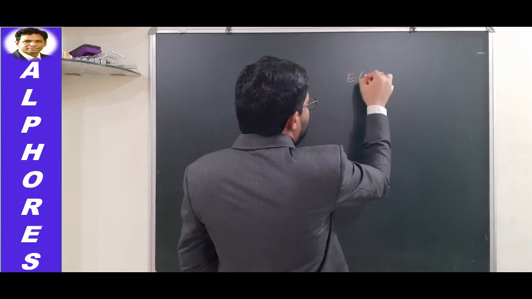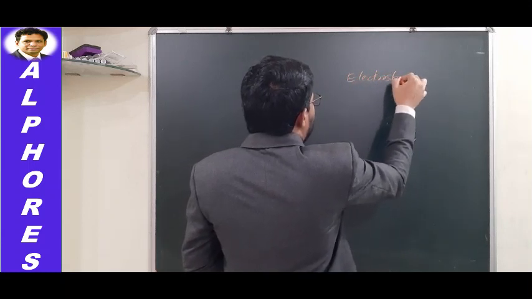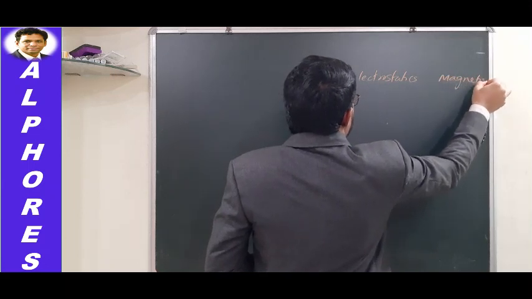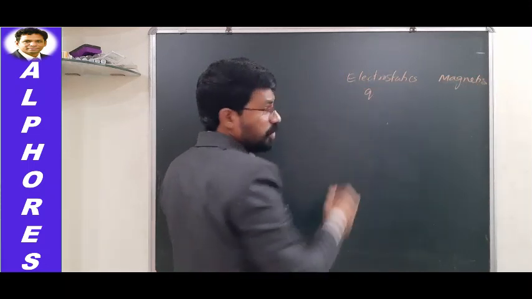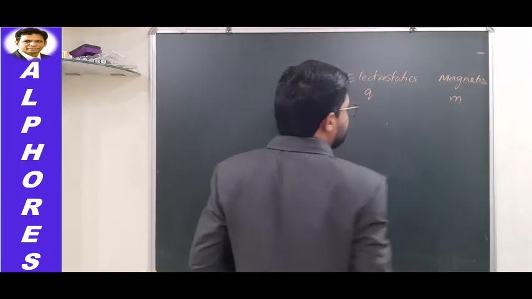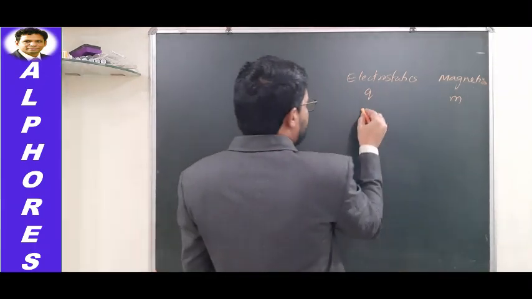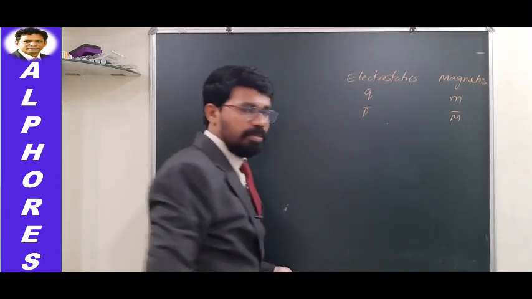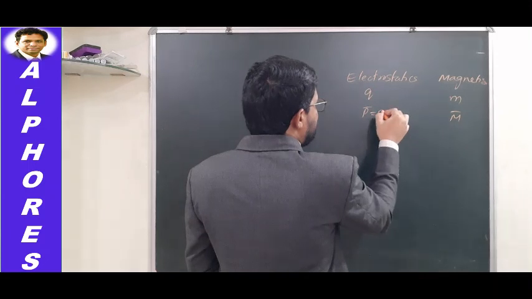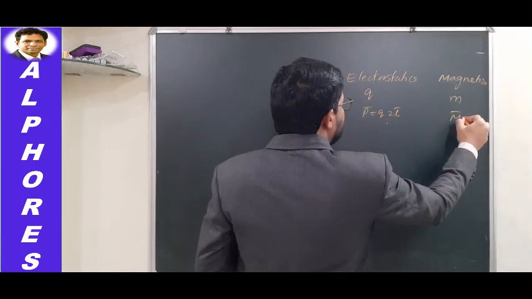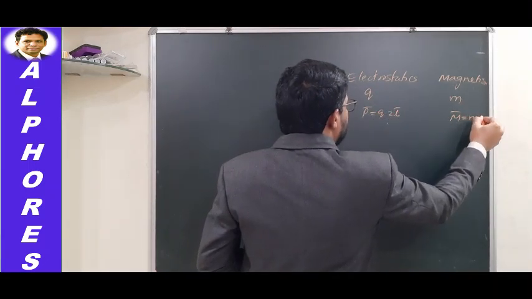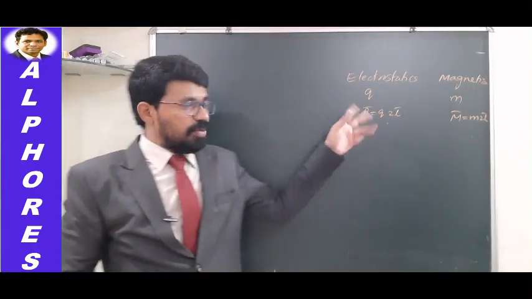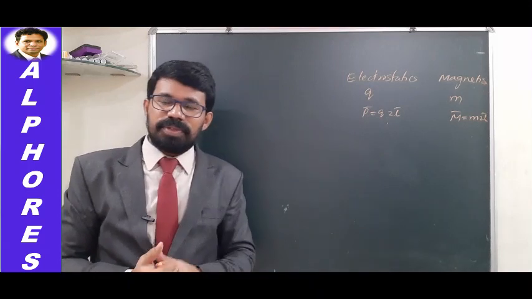In electrostatics, if you are talking about charge Q, here it is pole strength M. If you are talking about electric dipole moment P bar, here it is magnetic dipole moment M bar. This P bar is expressed as Q into 2L bar, and this M bar is expressed as M into 2L bar. So these are two analogous terms that we have seen so far.